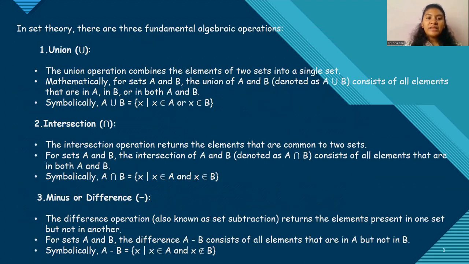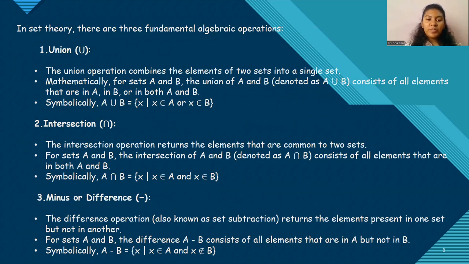In set theory, there are three fundamental algebraic operations. The first one is the union operation. The union operation combines the elements of two sets into a single set. Mathematically, for sets A and B, the union of A and B, denoted as A union B, consists of all the elements that are in A, in B, or both in A and B. Symbolically, A union B equals {x | x belongs to A or x belongs to B}.